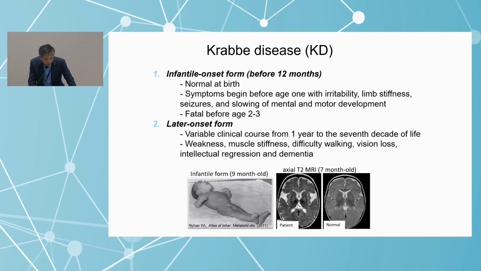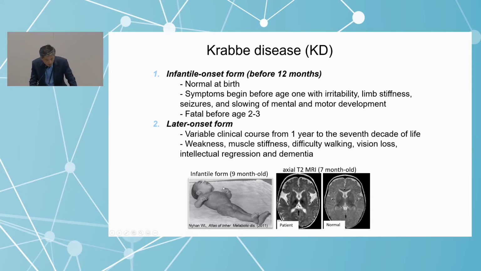There are two forms of the disease, infantile onset form and later onset form. The infantile onset form is normal at birth, but symptoms begin before age 1 with this phenotype, and it is mostly fatal before age 2 to 3. The later onset form shows slower disease progression with a variable clinical course from 1 year to the 7th decade of life. Weakness, muscle stiffness, difficulty walking, vision loss, intellectual regression, and dementia are seen.